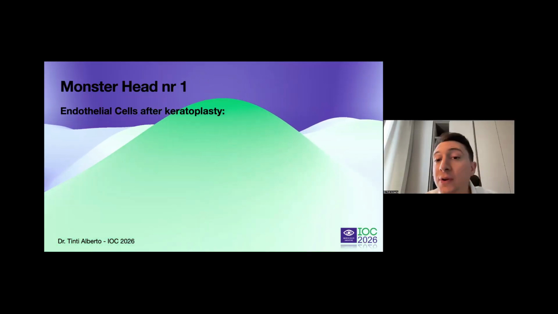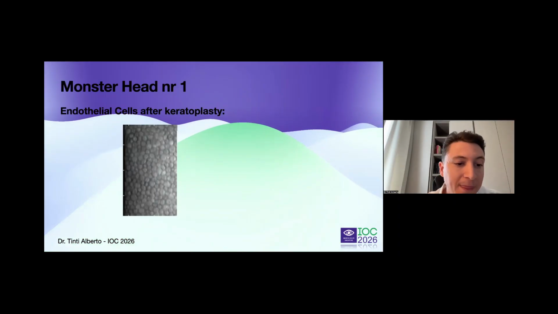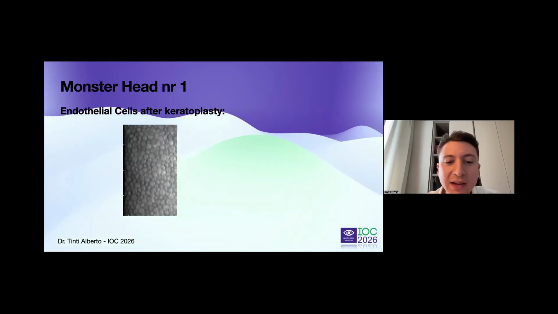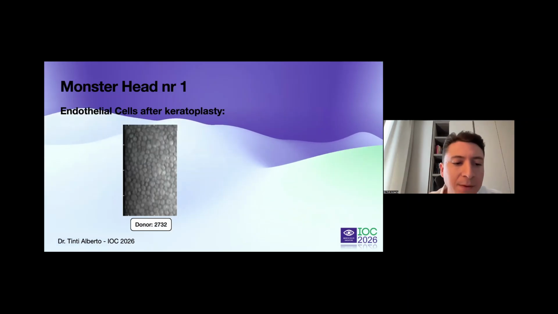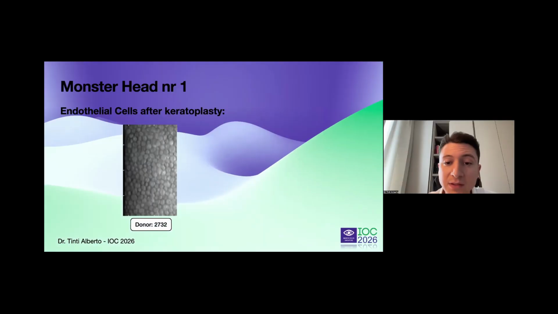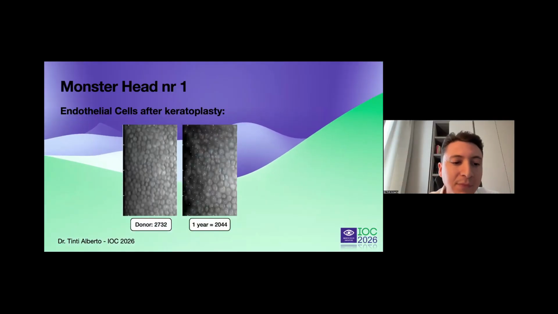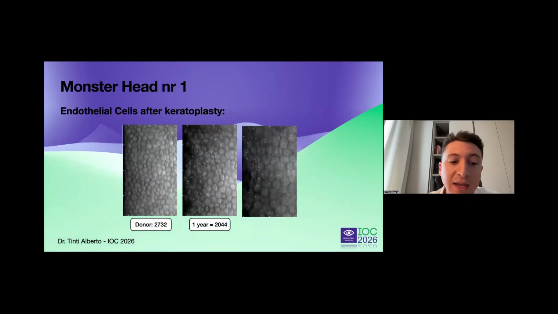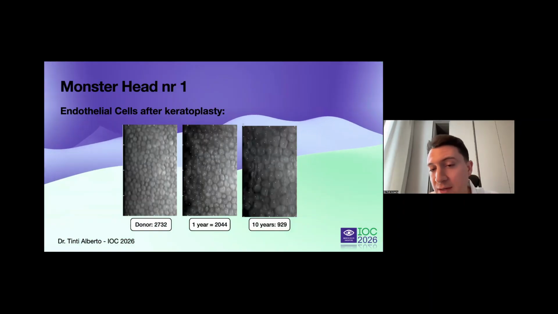Then let's start with the first head. You remember the first head? Endothelial cells. After keratoplasty, endothelial cell density progressively decreases over time. This is the donor endothelium at the time of surgery: about 2,700 cells per square millimeter. After 1 year, it drops significantly, and after 10 years, it can fall below 1,000. This becomes a critical factor when we're fitting contact lenses.